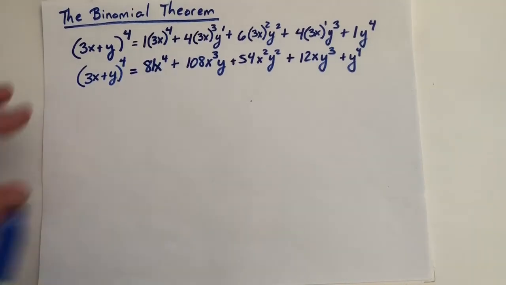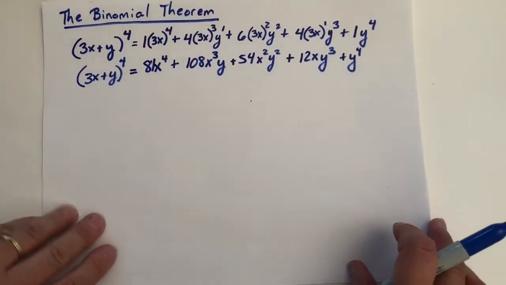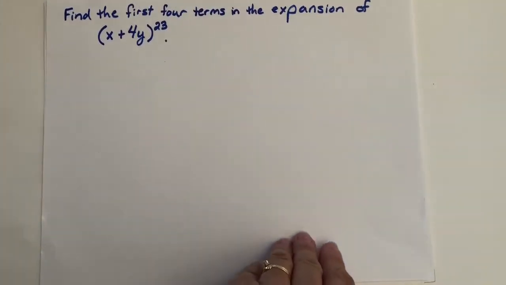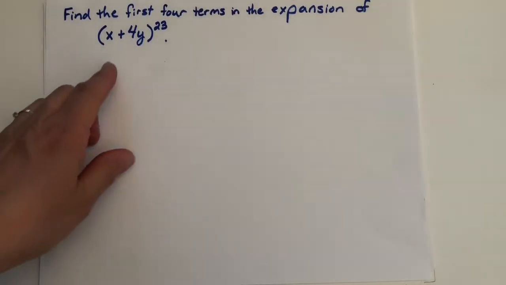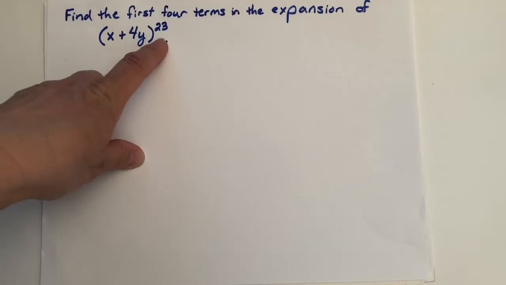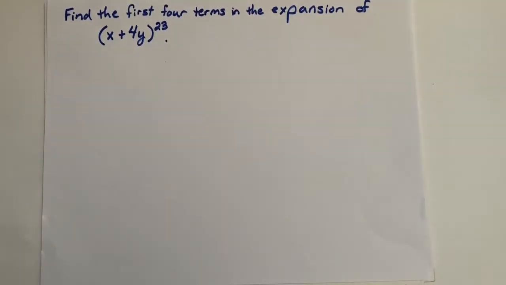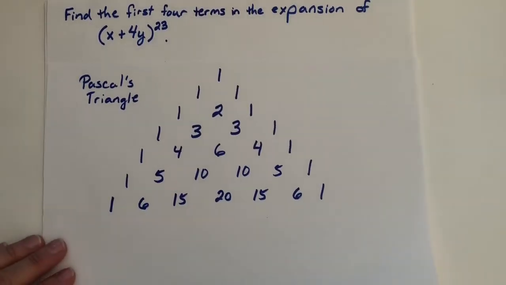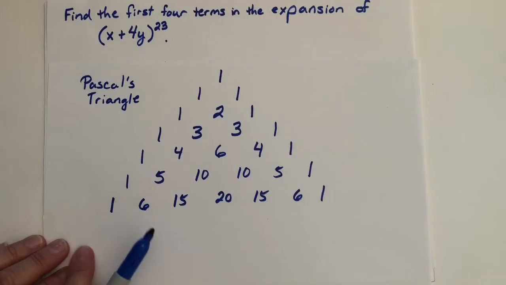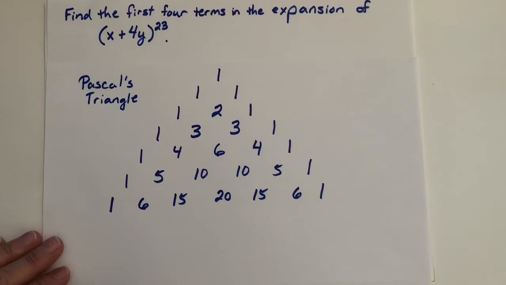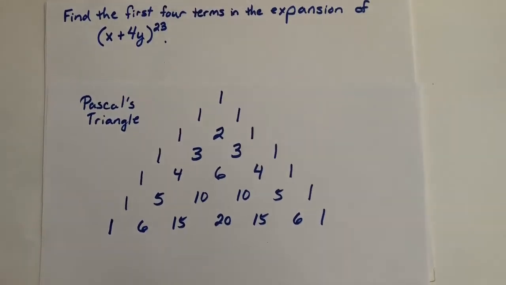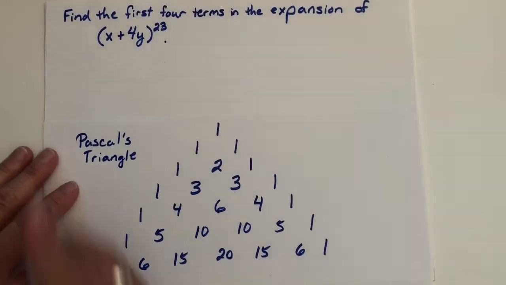But what if the problem looks more like this? Suppose the question were to find the first 4 terms in the expansion of x plus y to the 23rd. Well, we could do it the same way. The problem is right here on our Pascal's triangle, it doesn't go low enough. We know it would be way down here and would start with a 1 and a 23. In fact, we could write the first few terms, or first couple terms.